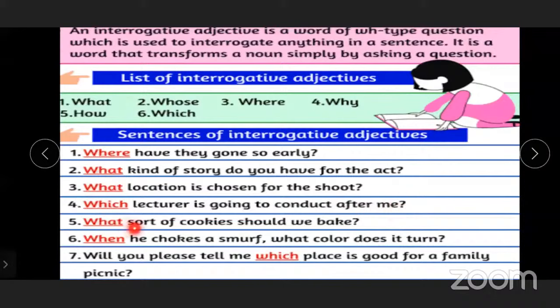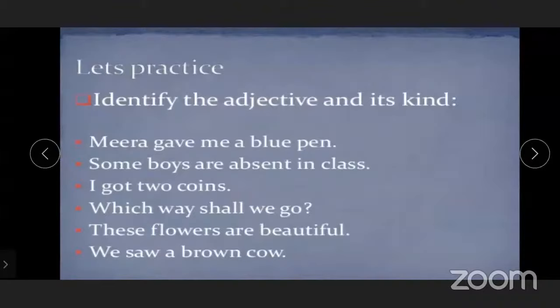Where are they? What is your cookie bake? Will you please tell me where is your family picnic? Yes, so where, what, which, when, these are the words we use as interrogative adjectives. Isn't it? So, yes.